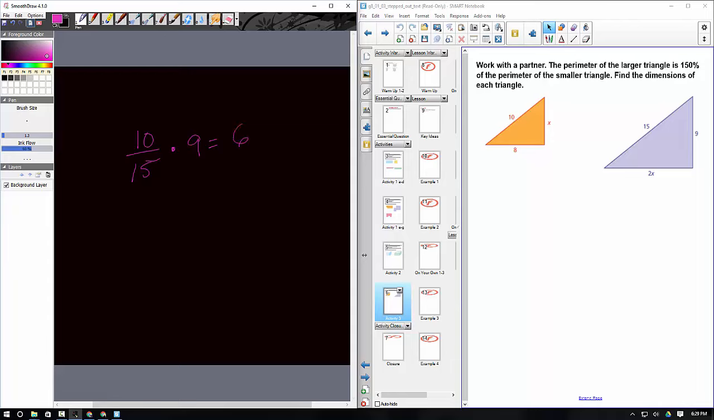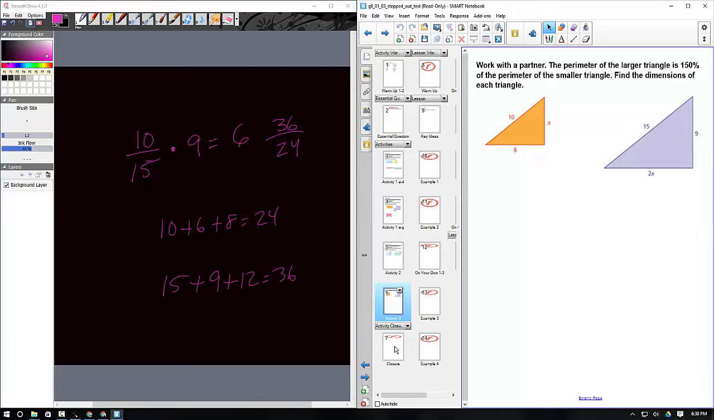And if I go through and try to solve this, I'm going to have 10 plus 6 plus 8, which equals 24. And then the other one, if I know that x now is equal to 6, I'm now going to put that in. I'll have 15 plus 9, and then 6 times 2 is 12. So I have 27 plus 9, which is 36. And if I take 36 divided by 24, it should be 1.5 or 150% bigger. And that is in fact the case.